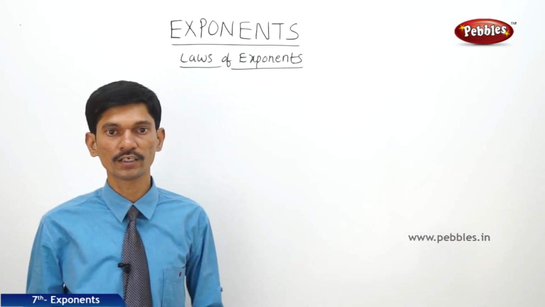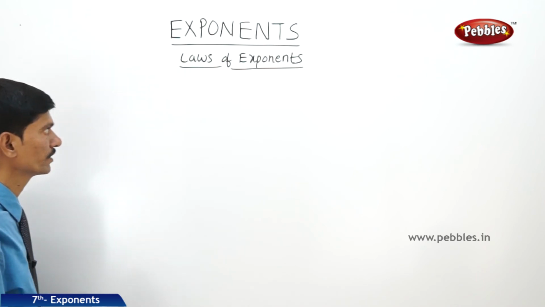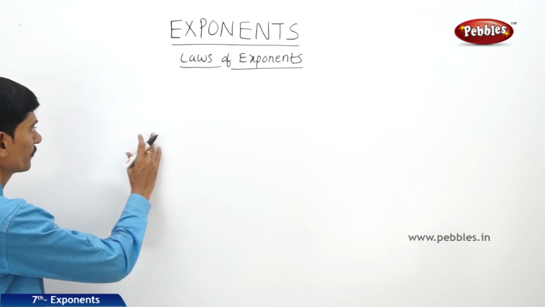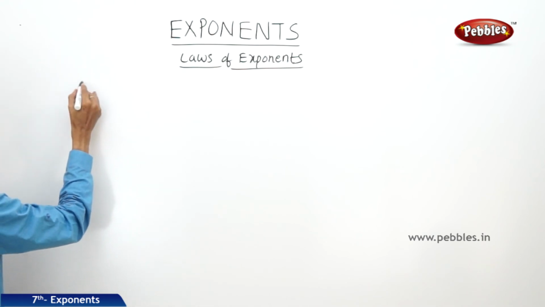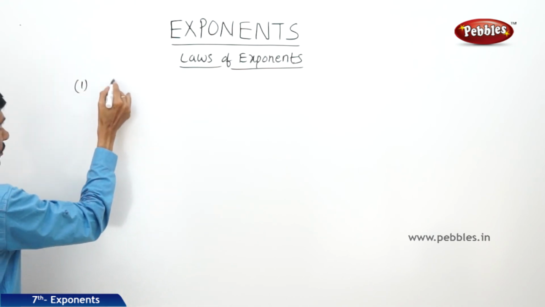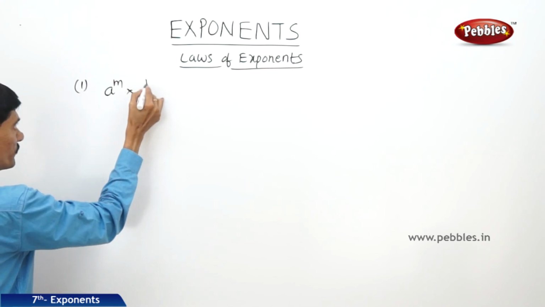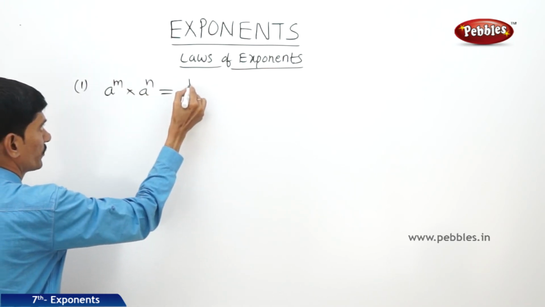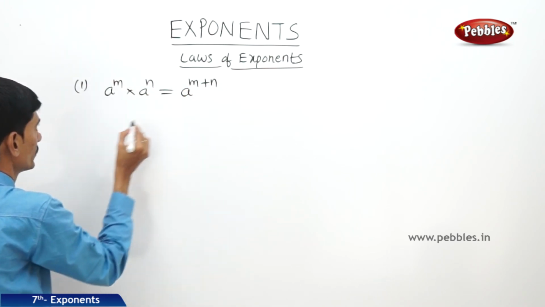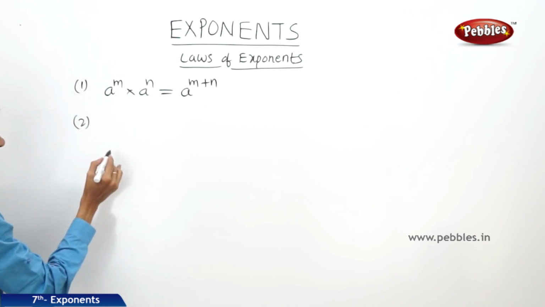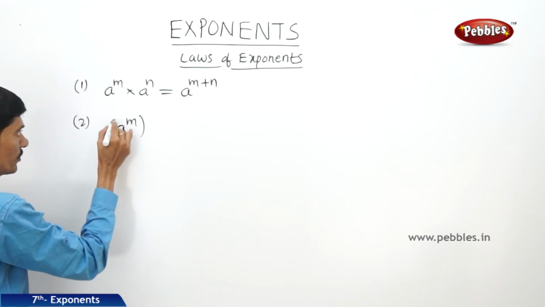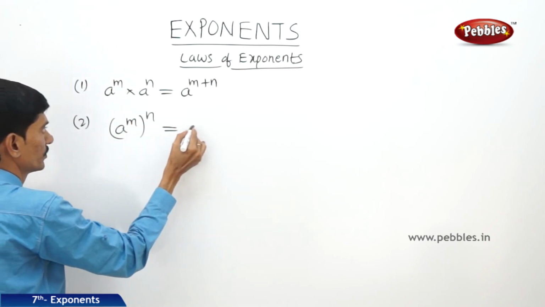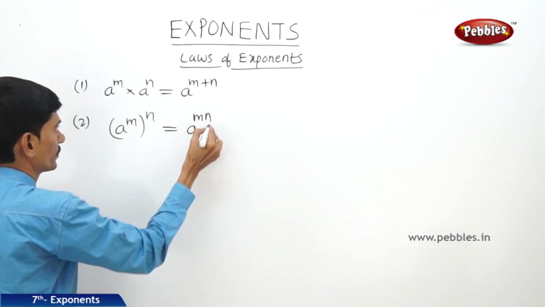Now let us list all the laws of exponents one by one, which will be helpful while solving the problems based on the laws of exponents. So the first one is a to the power of m into a to the power of n equals a to the power of m plus n. And the second one is exponent of exponent, that is a to the power of m whole to the power of n equals a to the power of mn.